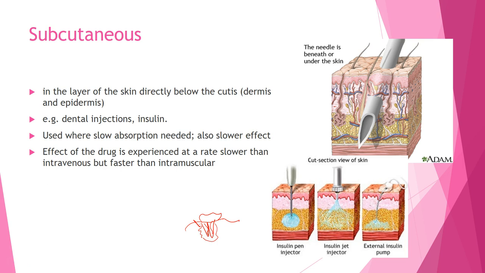So you get a subcutaneous injection in around here because we want to numb around those nerve endings. Okay, so dental injections, insulin, again, we want slower release of these, so absorption is needed over a longer period of time. So the drug tends to go at a slower rate than intravenous. It is faster than intramuscular though. Okay, so we use subcutaneous injections when we want something to be absorbed over time, but faster than when we have, say, an intramuscular injection.